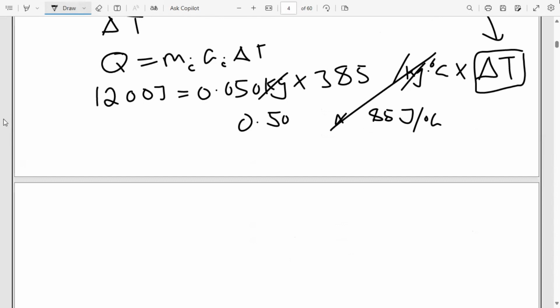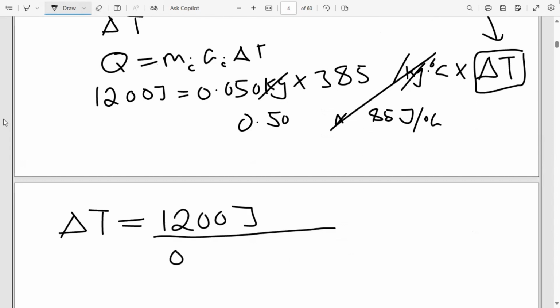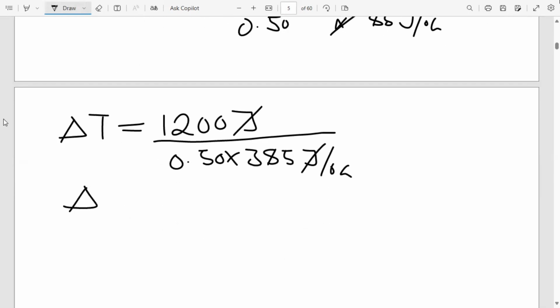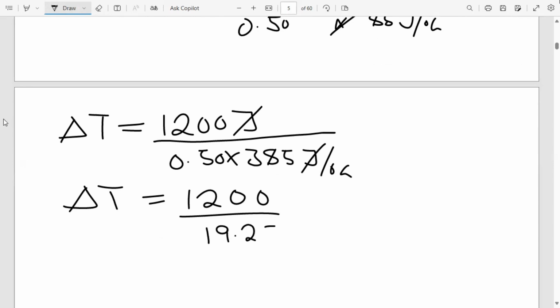I'm going to wrap instead of cancelling out. Then I'm going to remain with change in T will be equal to 1200 joules divided by 0.50 times 385 joules per degree Celsius. So the joules and the joules can also cancel out. That means what am I remaining with? I'm remaining with a change in T being equal to 1200 divided by 19.25, like this. This is per degree Celsius.